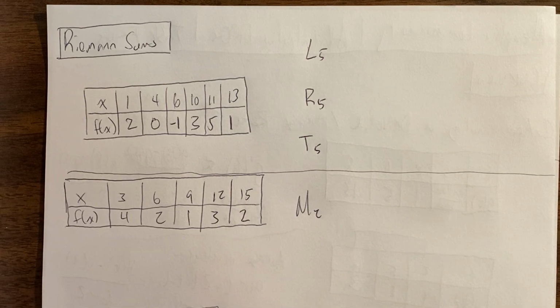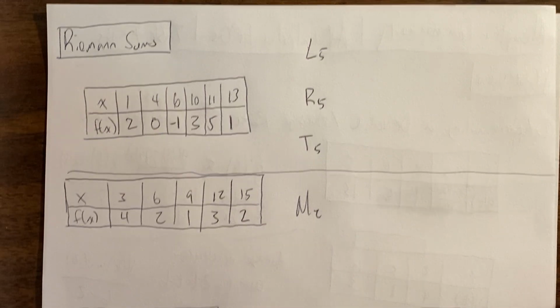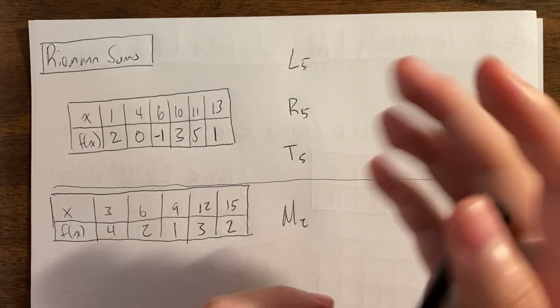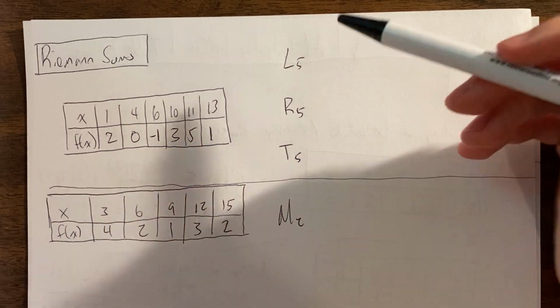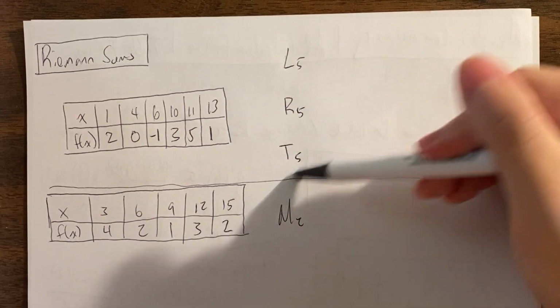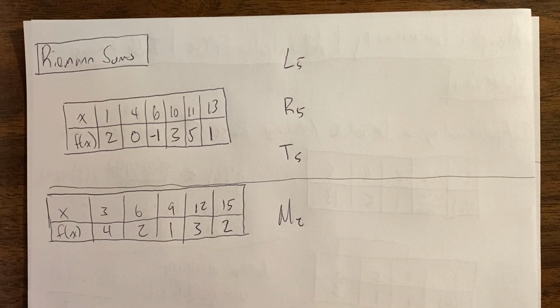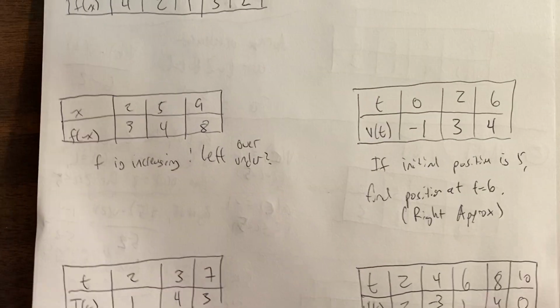The next huge thing we need to talk about is Riemann sums. Before we start, let me focus on two things. You have to know how to do all 4 types of Riemann sums: left, right, trapezoidal, and midpoint. The second thing is that sometimes the Riemann sum is not the answer.